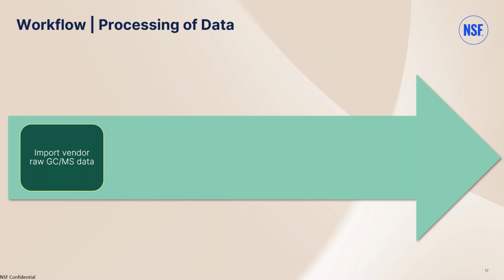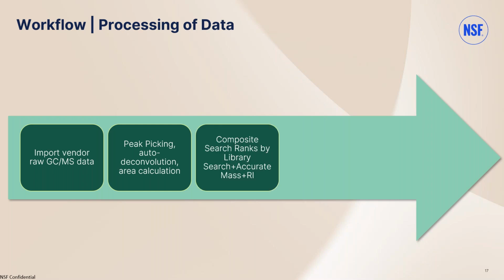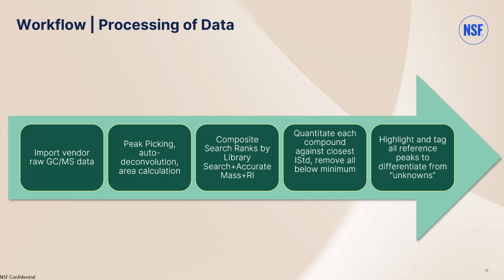And the GCID part of the process is, once the vendor data is imported, it automatically picks the peaks, does deconvolution, calculates the areas, performs a search on all the peaks that are found, and composites the search ranks, performs quantitation based on the nearest internal standard, and then it highlights all the peaks to indicate the quality of the match and the different types of known peaks that are present in the sample.